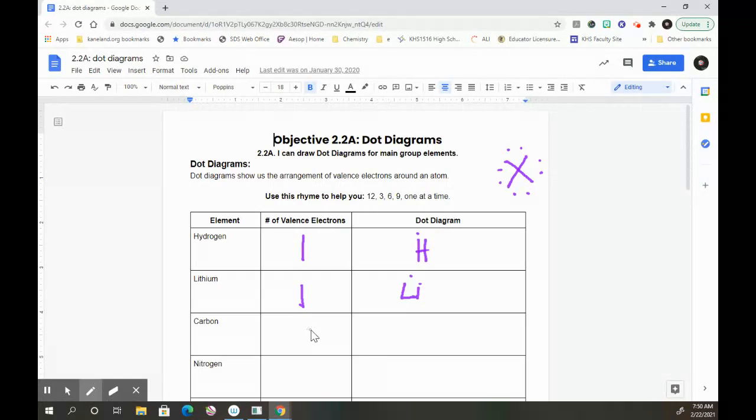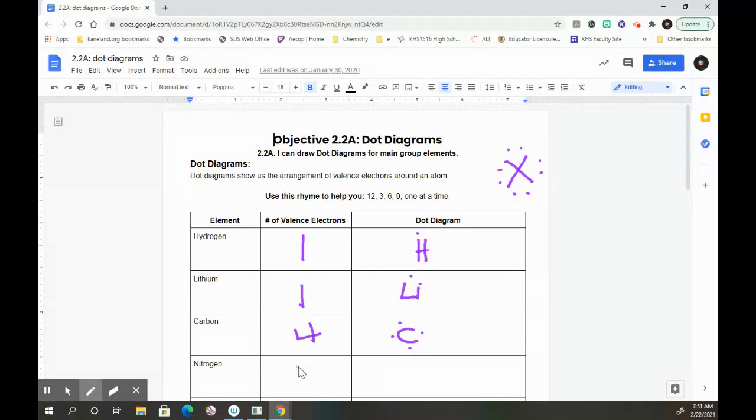Next, we have carbon. Carbon is in group 4a, which means it has 4 valence electrons. So draw the symbol for carbon, and we need to draw 4 dots around carbon, but remember we cannot pair them up until we have 1 dot on each side. So that is what carbon should look like. It should have 1 dot on each side.